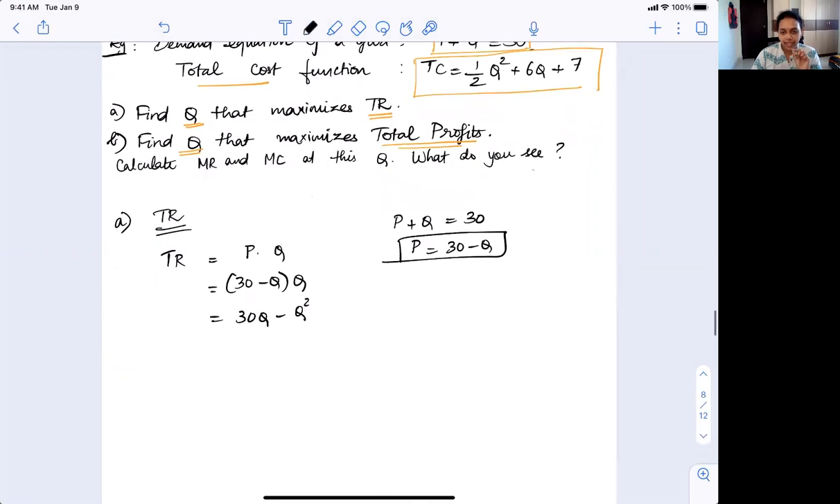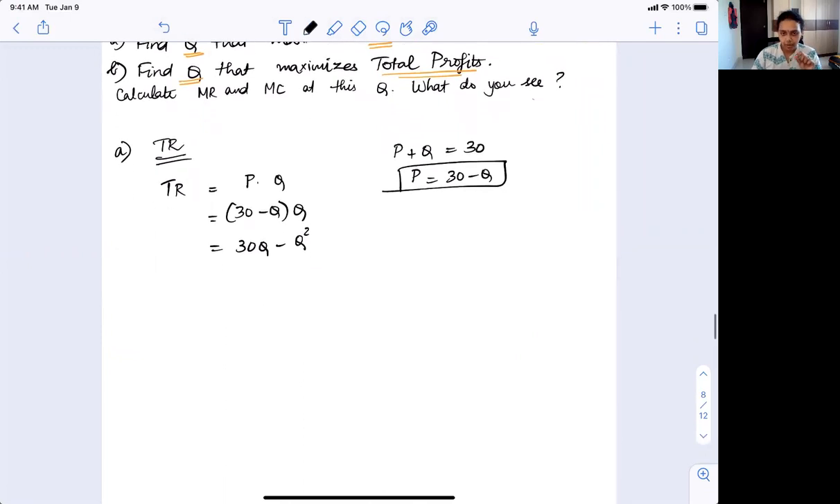Now, if we want to find Q that maximizes total revenue, first we have to find the critical point. And for that, I need to take the first derivative of the total revenue function and equate it to 0. So I do d by dQ of TR. That's going to be 30 minus 2Q. And I will equate this to 0. And that gives me Q is equal to 15.